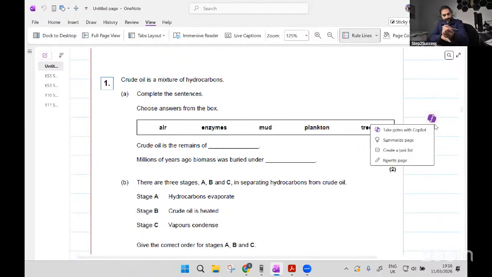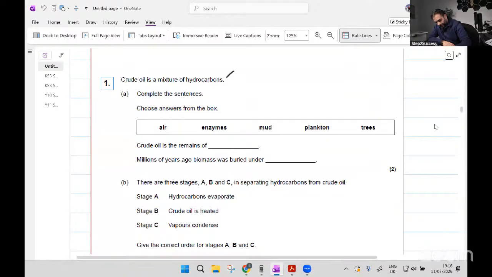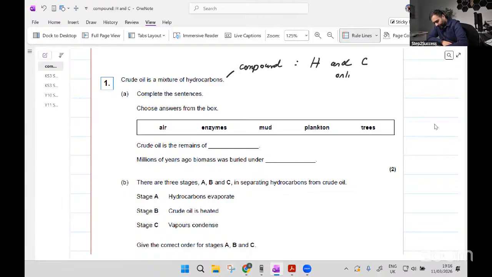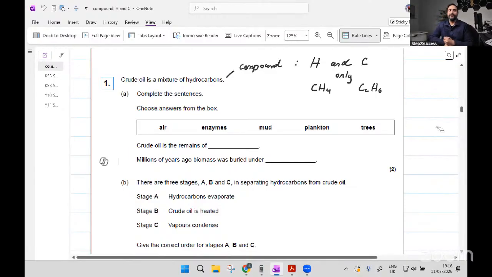Just so you know, in case you get this question, a hydrocarbon is a compound that contains hydrogen and carbon only. For example, this CH4 or this C2H6 or any number of them, but the numbers just change, but there's only C's and H's. A lot of hydrocarbons are found inside the crude oil, which is the stuff that we get out of the ground. It is one of the three fossil fuels. And the answer to this question is that it's the remains of plankton.